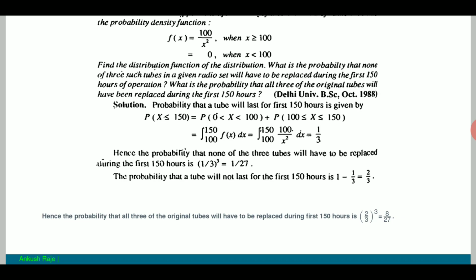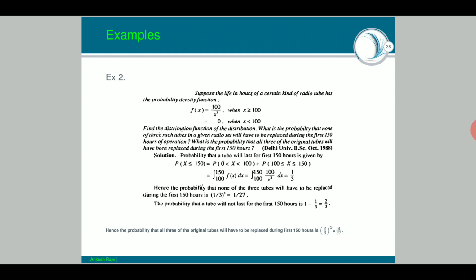So it is 2 by 3 whole cube, which is nothing but 8 by 27. The probability that all three of the original tubes will have to be replaced during 150 hours is 8 by 27. Okay, fine.